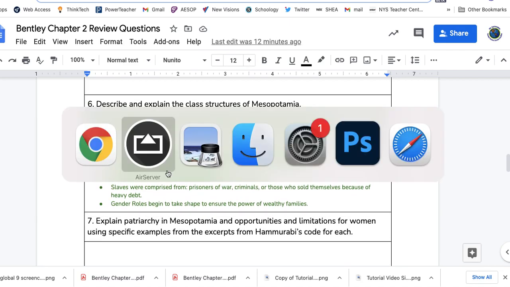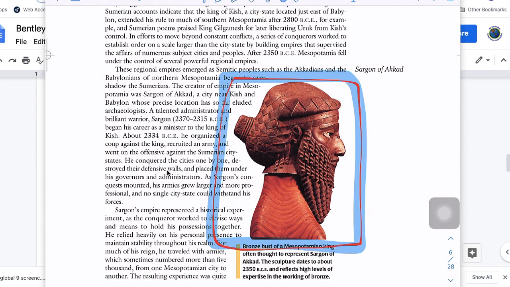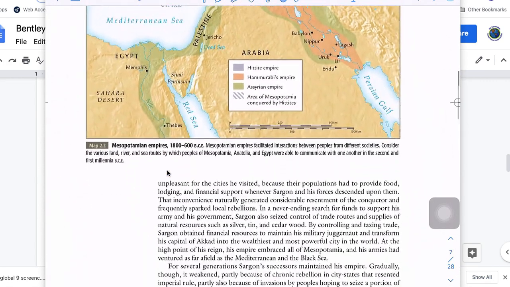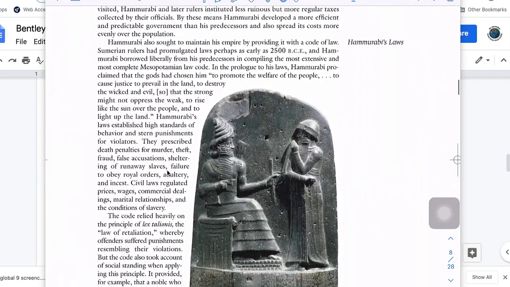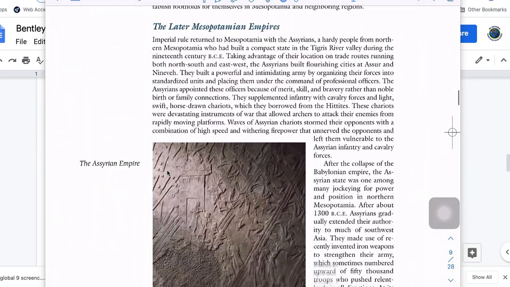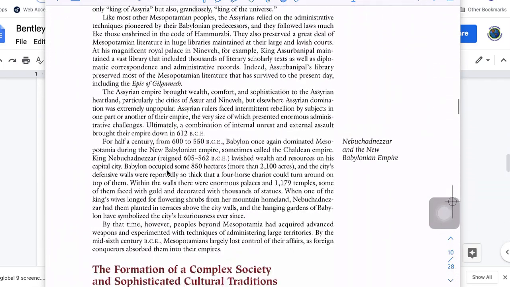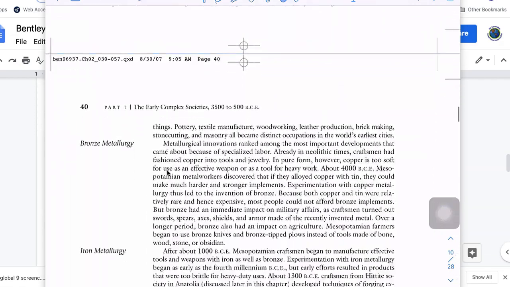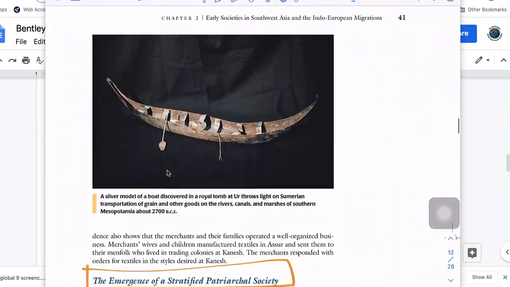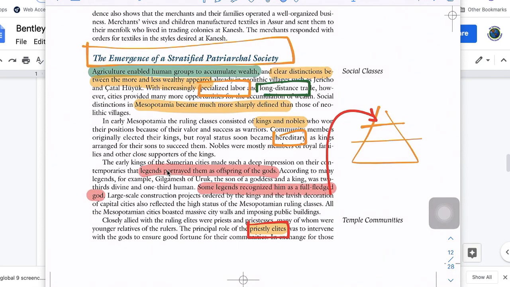But let me scroll down to another piece I thought I could help you with, question 6. This is about describing and explaining social structures and how those develop. I'll just scroll through the reading here past Hammurabi a little bit, but you'll see as we move along to the next section here. Give me one more moment. Here we go: the emergence of stratified patriarchal society. So there's a great vocabulary word, patriarchal society.